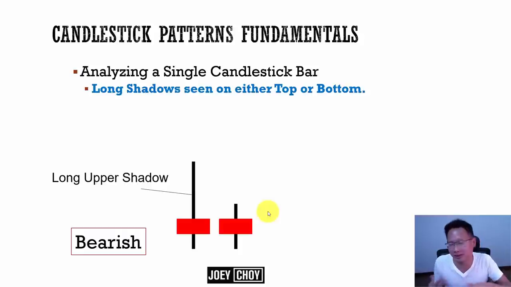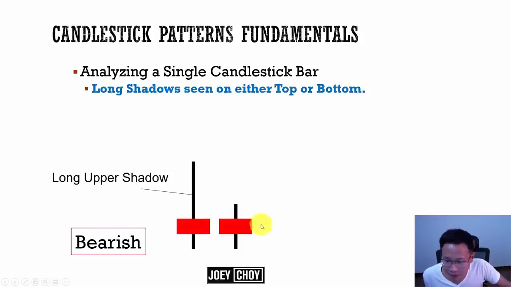Both of them are red, right? So they're pretty much bearish, right? But which is more bearish? The one with the longer upper shadow, or the one on the right, which is just the normal shadow? What do you think, guys? Two seconds. Okay, good. So the answer would be the one on the left, which would be more bearish, right? And let me explain to you why.